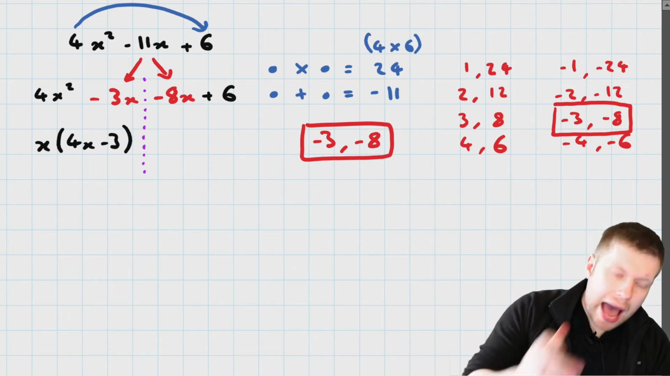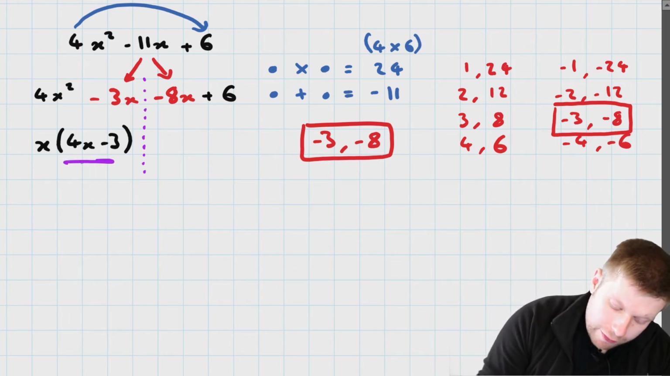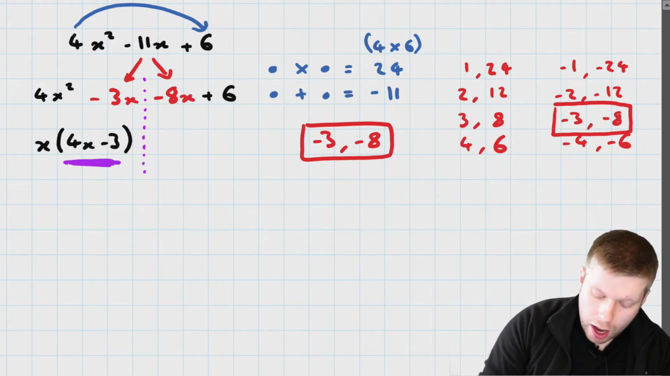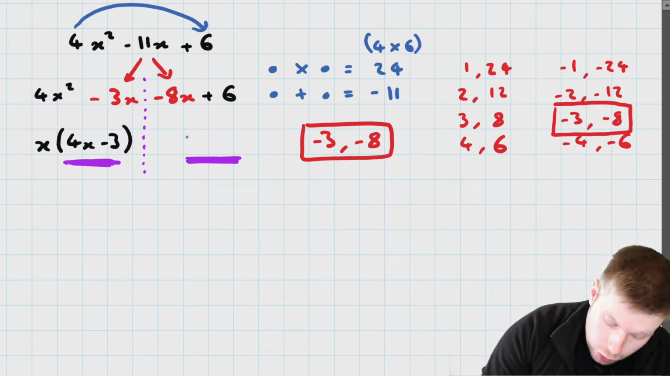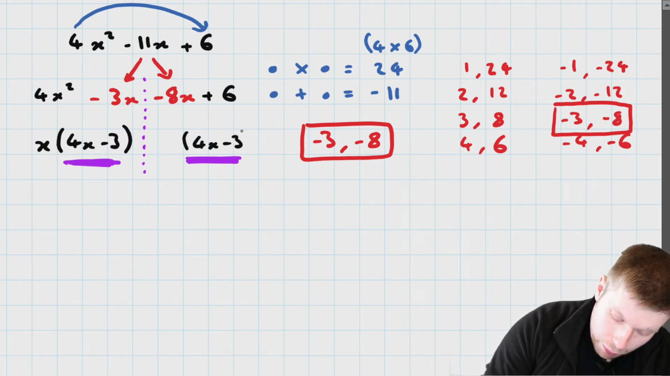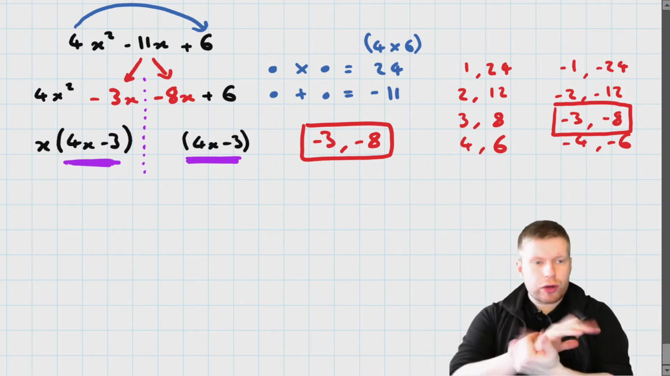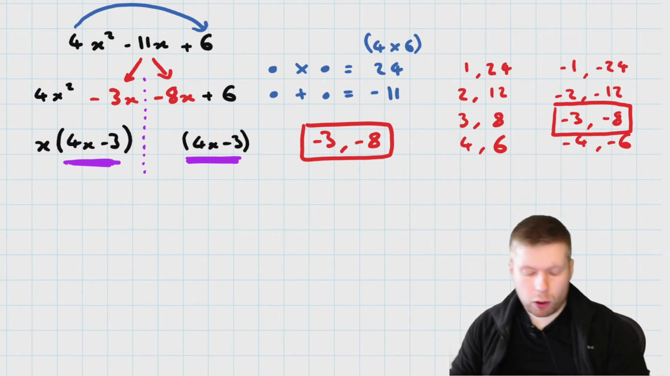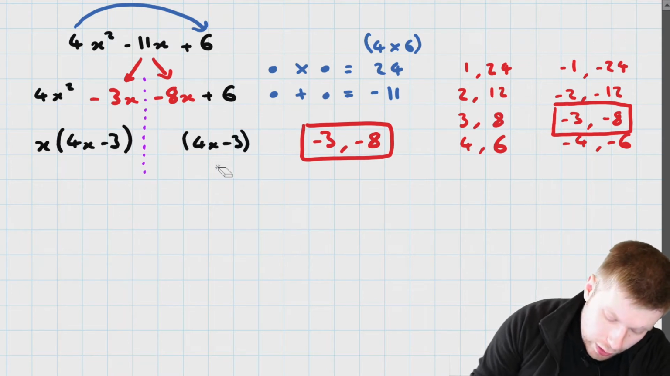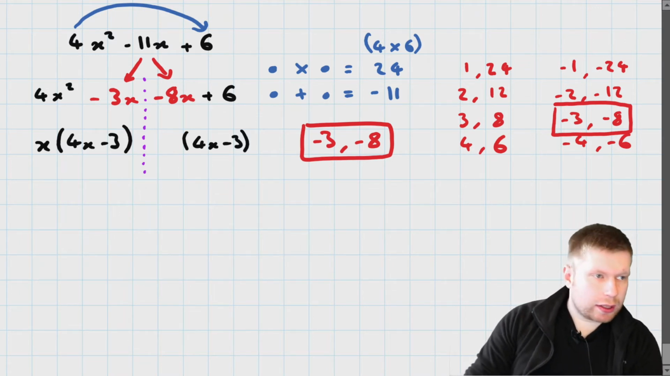Now, whatever happens, what I've got on the left-hand side, so this 4x minus 3, I must also have that as a factor on the right-hand side as well. So I must also have a 4x minus 3 in brackets on the right-hand side. So that's really important. Once you've got a factor on the left-hand side, you must also have it on the right-hand side as well. So now let's have a look.